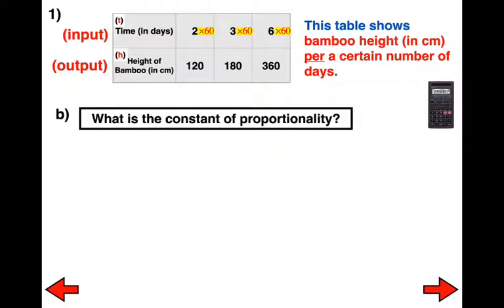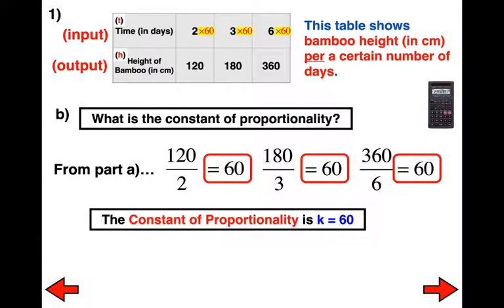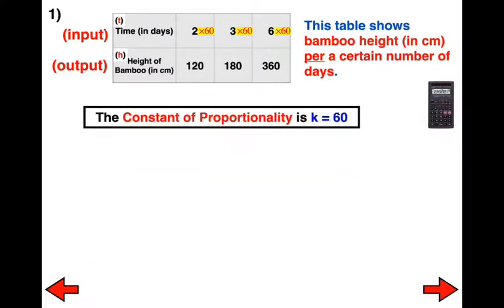Part B, what is the constant of proportionality? Well, the constant of proportionality is 60. It's the constant multiplier, or it's what we got when we used those ratios and simplified all of them. And we would usually say that it's k equals 60.